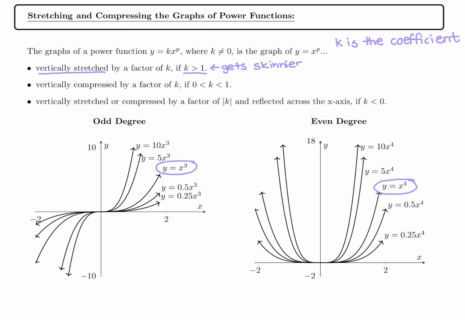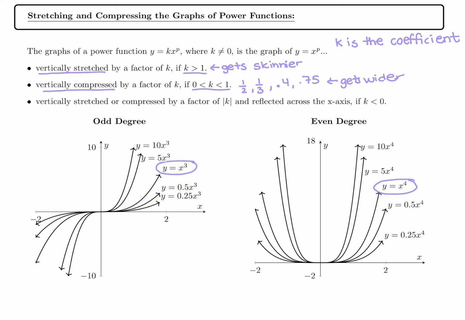It's going to be vertically compressed if we have a factor between 0 and 1. So something like 1/2, 1/3, 0.4, 0.75, something between 0 and 1, either a fraction or a decimal, will make it vertically compressed. It's going to get wider. We look at our parent functions here without a coefficient, or just a coefficient of 1 out front, and we compare it to 0.5x cubed, it got wider. 0.25x cubed, even wider than that.